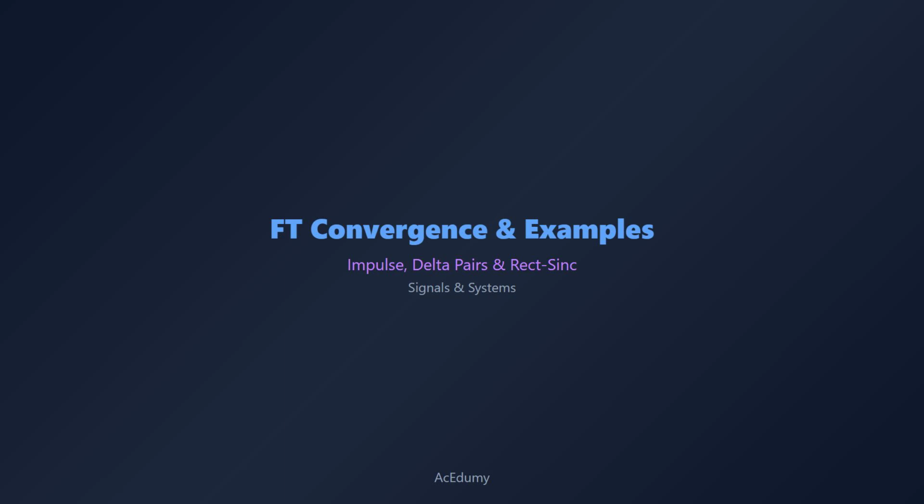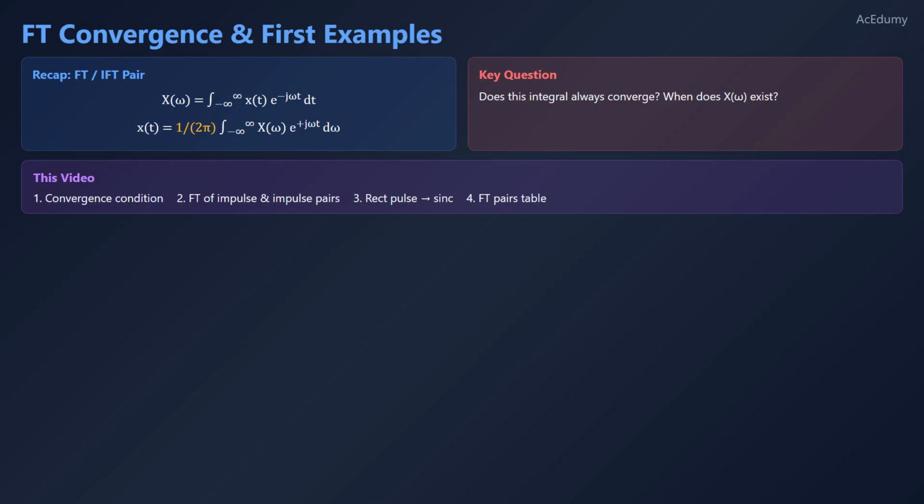In the previous video, we derived the Fourier transform and its inverse by letting the period of a periodic extension go to infinity. Now we have two powerful formulas. X of omega equals the integral of x of t times e to the minus j omega t, and x of t equals 1 over 2 pi times the integral of X of omega times e to the plus j omega t. But does this integral always converge? And what does the Fourier transform look like for specific signals?